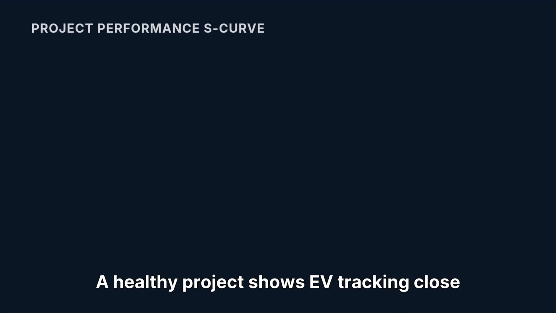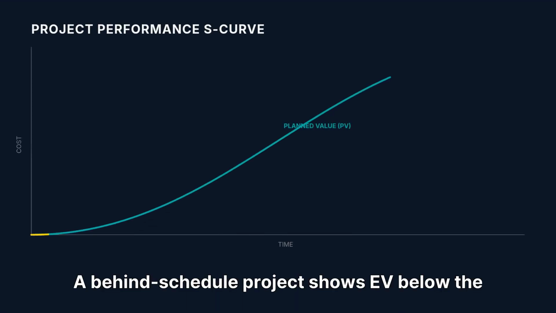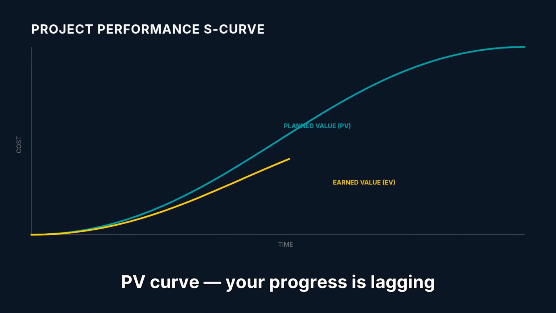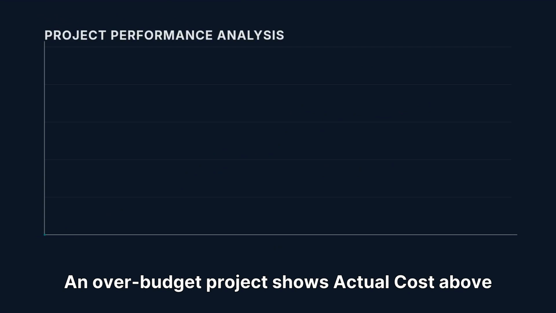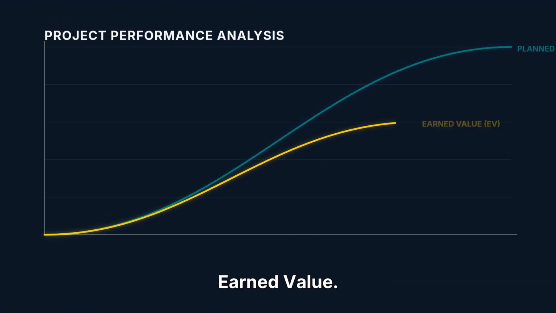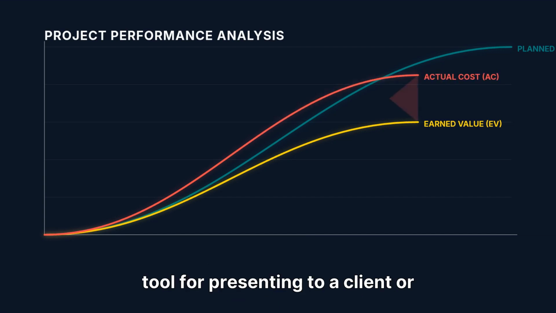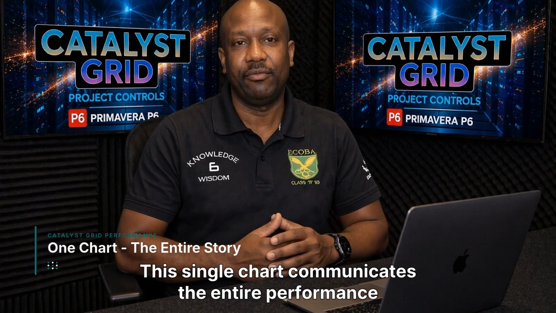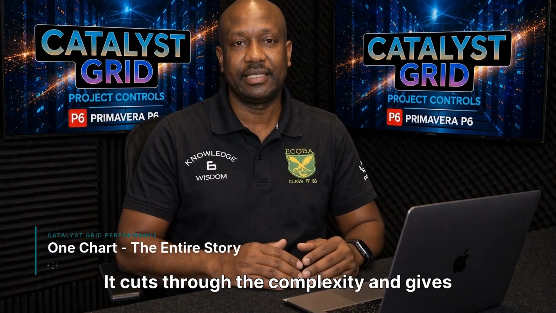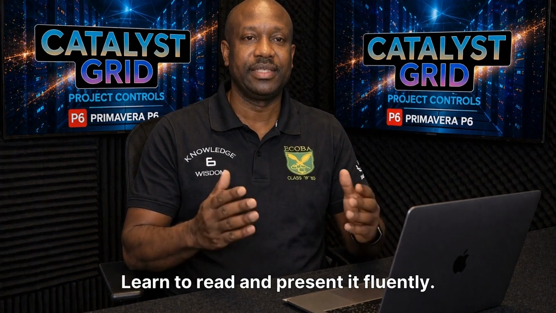A healthy project shows EV tracking close to PV with AC below EV. A behind-schedule project shows EV below the PV curve. Your progress is lagging behind your commitment. An over-budget project shows actual cost above earned value. This visual representation is the ultimate communication tool for presenting to a client or senior leadership. This single chart communicates the entire performance story. It cuts through the complexity and gives decision-makers the clarity they need to act. Learn to read and present it fluently.